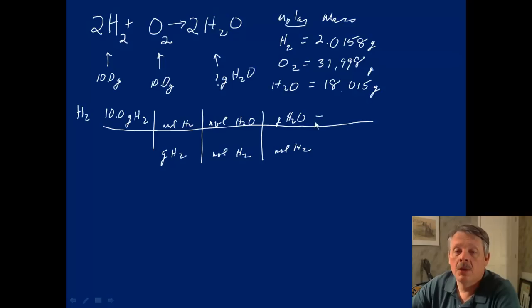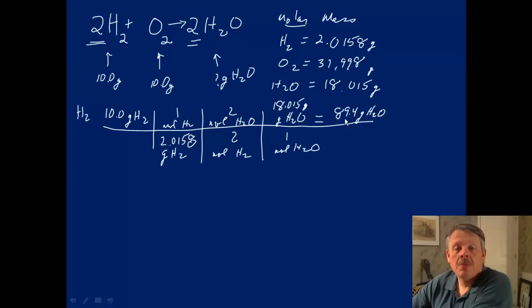All right, and then we finally have what our answer is. Now let's see what we have. We have 1 mole, and we know that that's 2.0158 grams. And we look up here at our coefficients, and 2 moles of H2 gives us 2 moles of H2O. And 1 mole of H2O gives us 18.015 grams of H2O. All right. So if I do that math, this tells me that I can produce 89.4 grams of water. I multiply everything on the top, divide by everything on the bottom. You should get 89.4 grams.